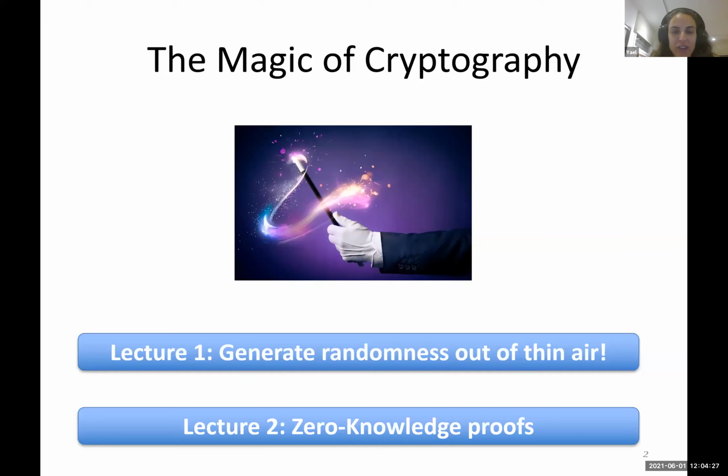And next lecture, I'm going to show you how to convince you that something is true without you learning anything about why it's true. That's what's called zero knowledge proof. Again, like a real magician, you know how this was kind of Cody's really cute way of thinking of it. You know how a magician shows you magic, but you learn nothing about how to do it. We're going to see how to do that using cryptography. But today we're going to talk about how we generate randomness out of thin air.